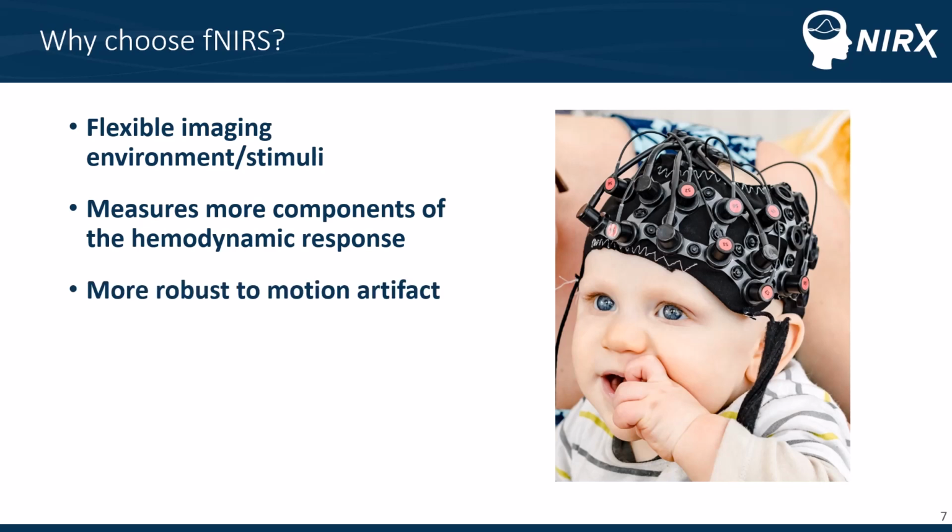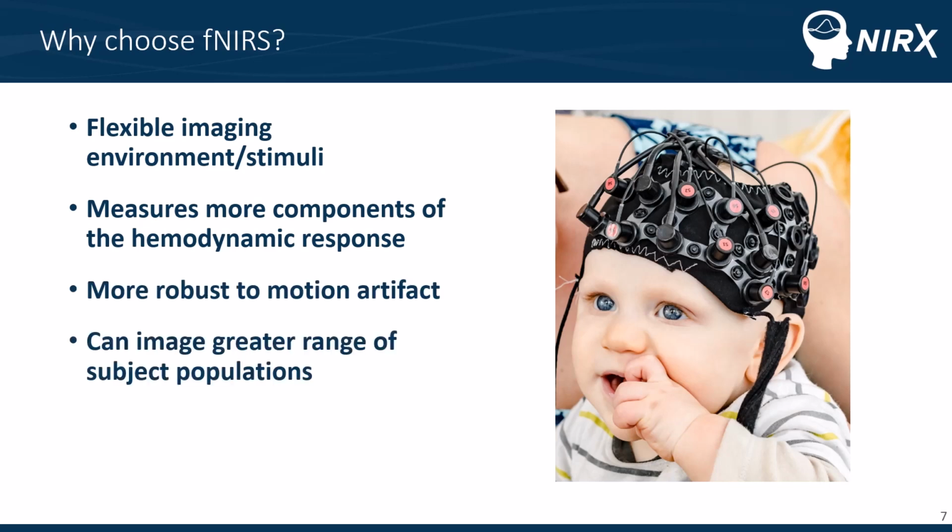It's more robust to motion artifact. Subjects can move with fNIRS. It can image a greater range of subject populations, so you can include awake children and infants, you can include people with developmental disabilities, people with shrapnel in their brains that might otherwise be excluded from fMRI imaging studies. It's more comfortable for subjects, and it's much lower cost. So while fMRI does have many advantages, fNIRS has certain advantages that may be more applicable to you and what you're studying.